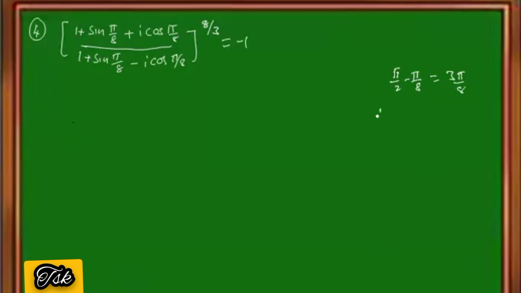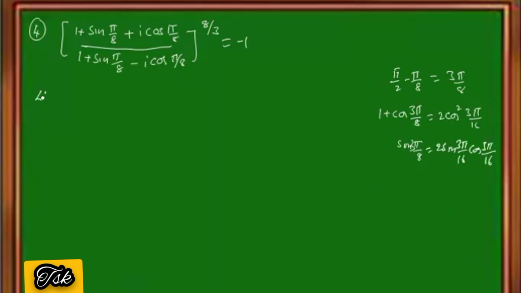What is 1 plus cos 3 pi by 8? It is 2 cos square 3 pi by 16. What is 2 sin 3 pi by 8? By the double angle formula, sin 3 pi by 8 is 2 sin 3 pi by 16 cos 3 pi by 16, isn't it? So these are the formulas we are going to apply here.